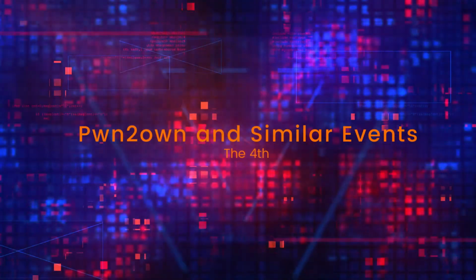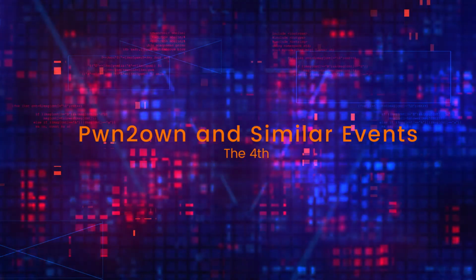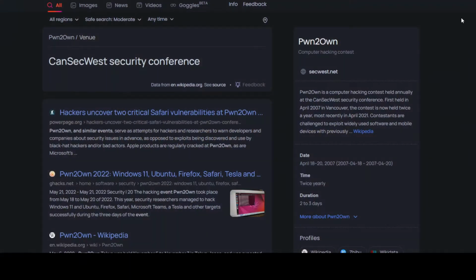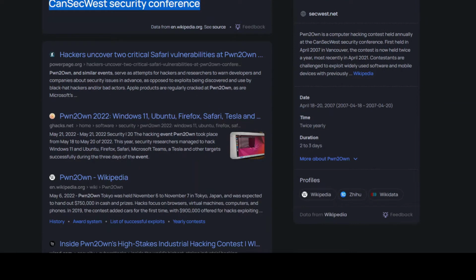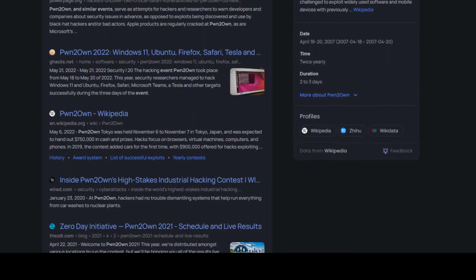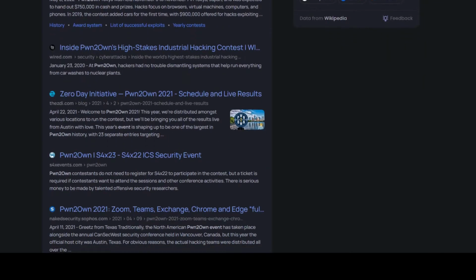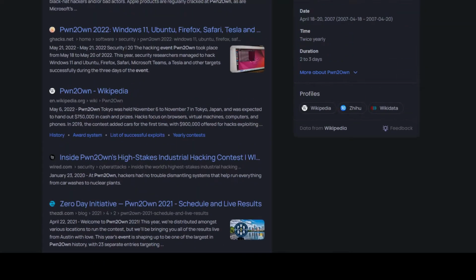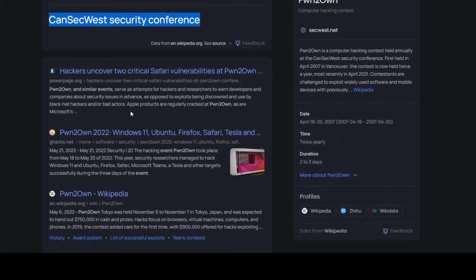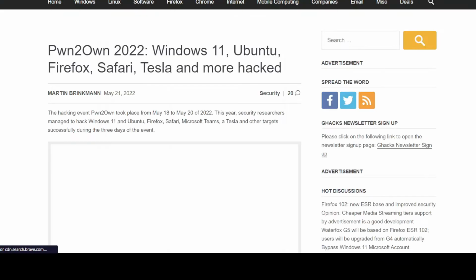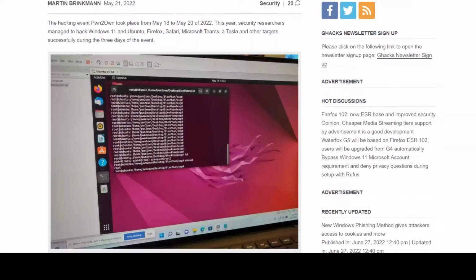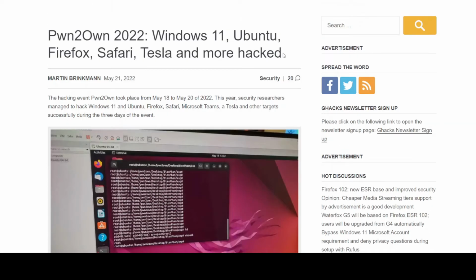The fourth way to make money with hacking is PWN and similar events. There are also live hacking events where ethical hackers come together to hack a particular device or piece of software. The PWN event, for example, is one of the biggest hacking events and takes place every year at the CanSecWest Security Conference. Participants are tasked to hack a device, such as a phone, a MacBook, or even a car like a Tesla. If they can hack the device, they win it.